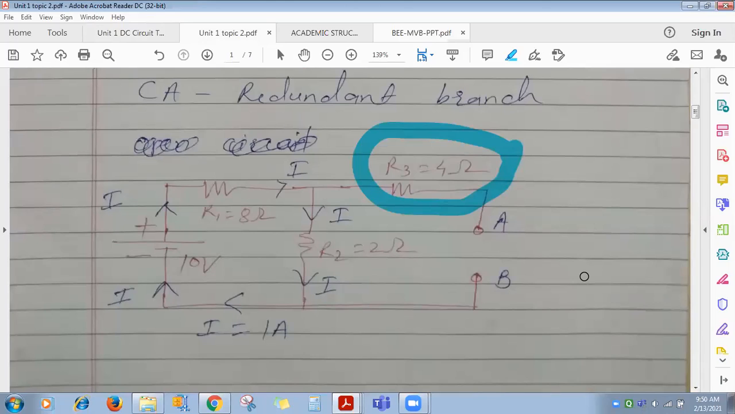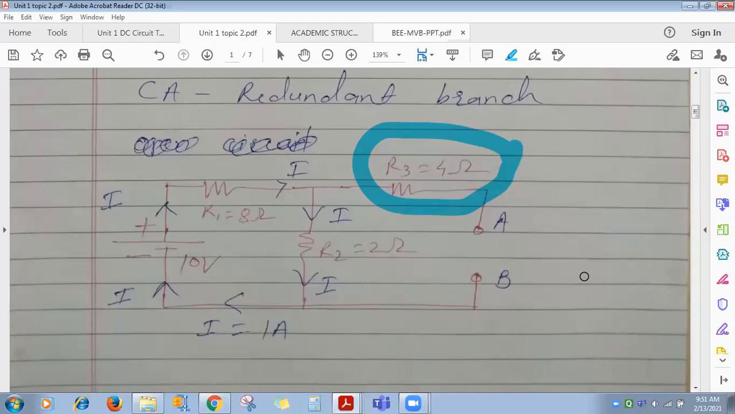When a voltmeter is connected between 2 points, we connect it in parallel, and an ideal voltmeter has infinite resistance, so the current will not flow through that branch either. So is it also called a redundant branch? Yeah, correct. Redundant branch means the one through which current is not flowing. So if you connect a voltmeter in that branch, you can call it a redundant branch.